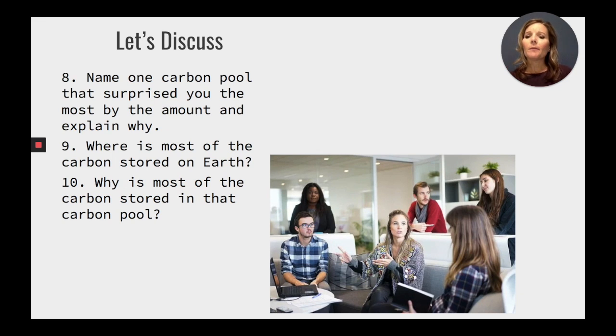Most of the carbon in number 9 that's stored on Earth we find in the deep ocean. And that's really surprising to most people, as we already talked about before. So why do we think there's so much carbon stored in that pool?